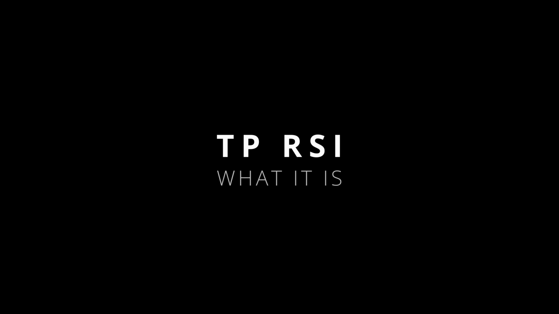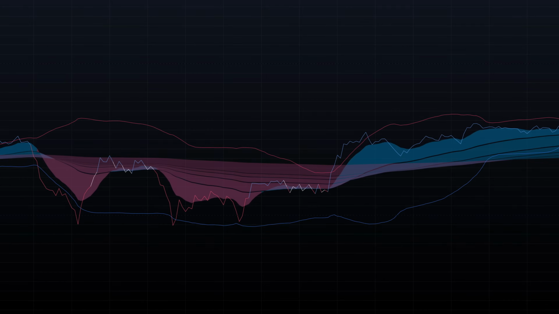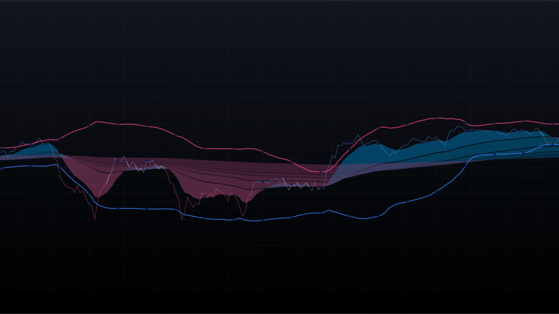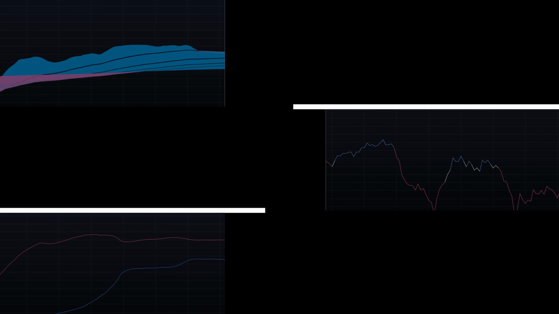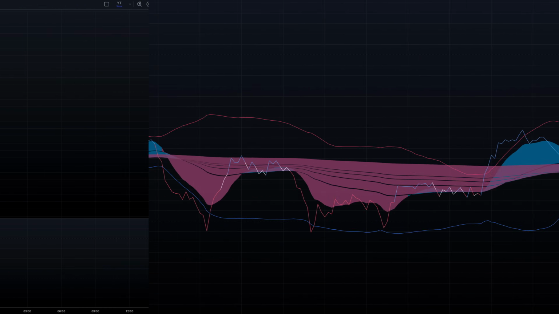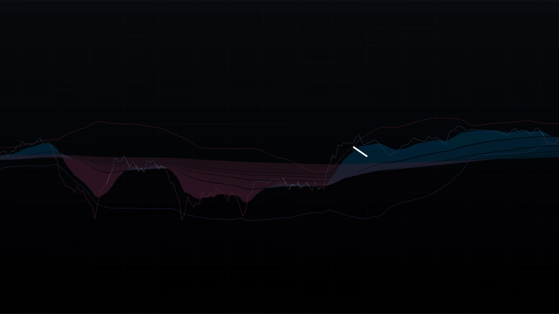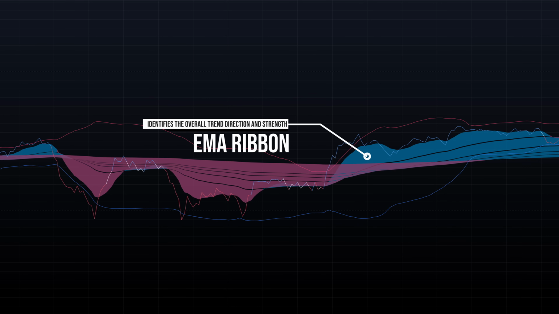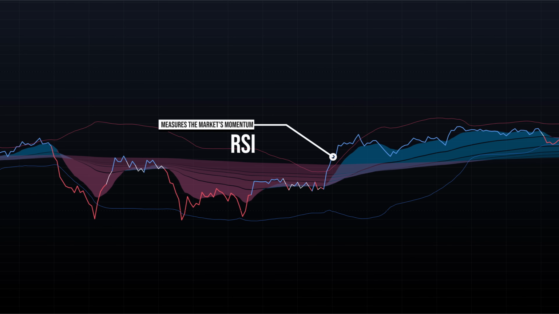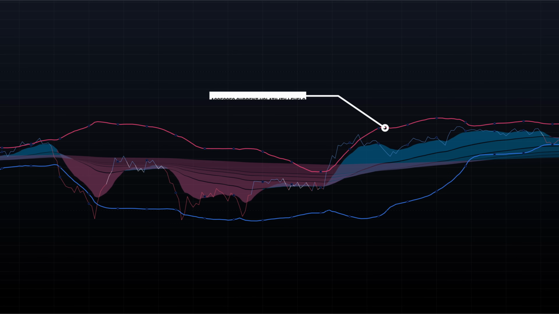Let's get started. The TP-RSI indicator is a 3-in-1 technical analysis tool that combines the relative strength index, Bollinger Bands, and an exponential moving average ribbon. The key advantage of this combination is that it simultaneously addresses three crucial aspects of market analysis. The EMA ribbon identifies the overall trend direction and strength. RSI measures the market's momentum. Bollinger Bands assess current volatility levels.